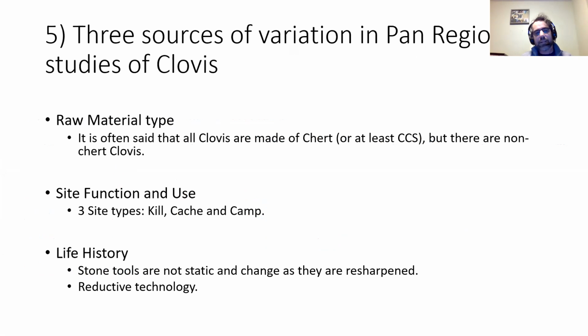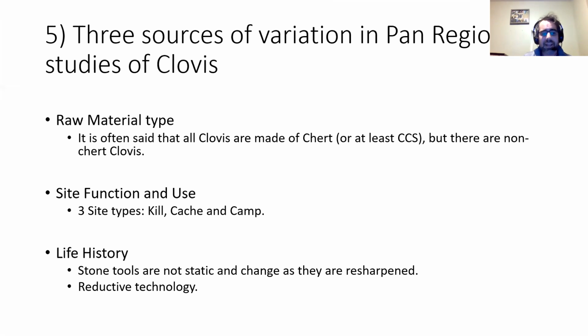So in doing this study, I came across 3 sources of variation in pan-regional studies of Clovis. You can consider these roadblocks in an effort to get at morphology being style. These are things that can affect size and shape of Clovis points that have nothing to do with the intended product of the maker or limitations on what the intended product could be. The first one is raw material types. It's often said that all Clovis are made of chert, or at least CCS. And for the most part, that is true. A lot of Clovis points are made of chert, but there are certainly things that I found in my efforts to build up a sample that I would call Clovis that were made on something else.